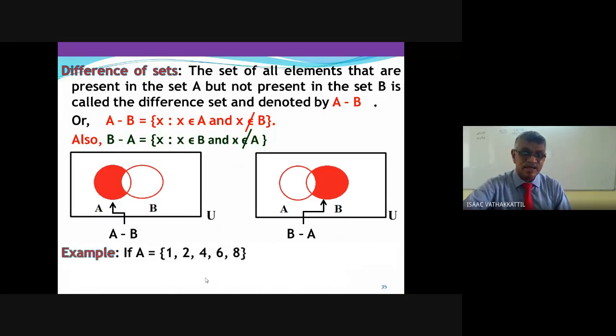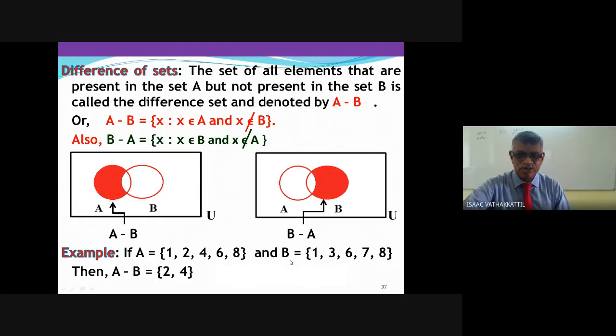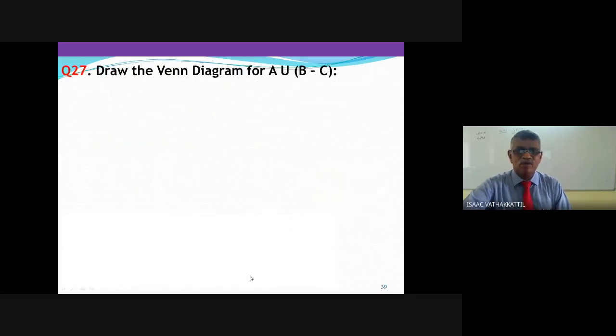So if you have A equal to {1, 2, 3, 4, 6, 8} and B equal to {1, 3, 6, 7, 8}, what is A minus B? From A remove the B portion, you get only 2 and 4. What about B minus A? From B, remove the A portion. 1 will go, 3 will go, 6 will go, 8 will go. So you get 7. That gives A minus B and B minus A. Okay? Clear? Any doubt?